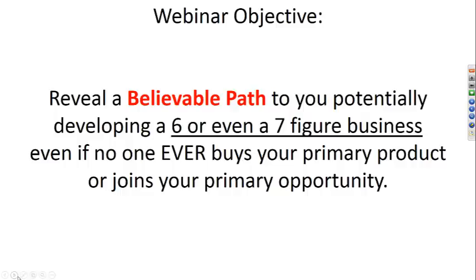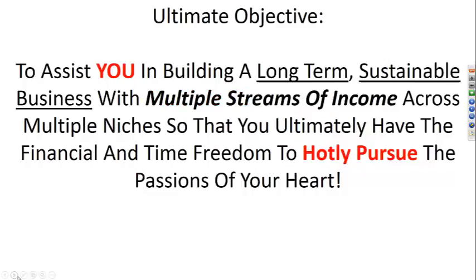You get a chance to get more information about how you could potentially, maybe perhaps, with all of my disclaimers, develop a 6 or 7 figure business, even if no one ever buys your primary product or joins your primary opportunity. Now, our ultimate objective for you is to assist you in building a long-term sustainable business. Now, here's what you need to understand, all right? And I'm hoping that maybe you're jotting down some notes. We are recording this so that you can watch this and hear it again, all right?